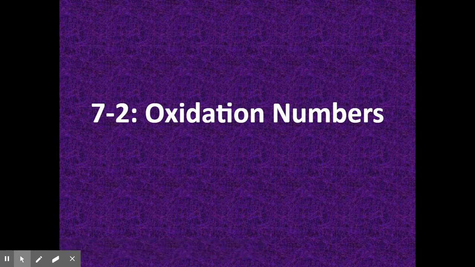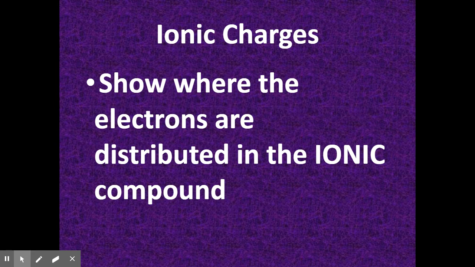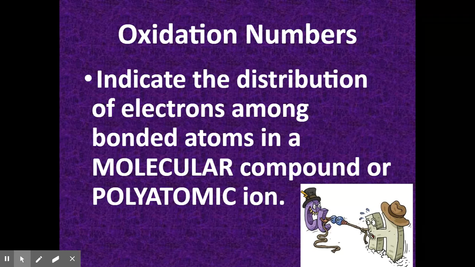In 7.2, we're going to be looking at what are called oxidation numbers. First of all, when we have been looking at ionic charges, we're looking at ionic bonds, so the transfer of electrons causing either positive or negative charges. Now with oxidation numbers, we are looking at molecular compounds where they're sharing the electrons, but they're pulled slightly to one side or the other. And this is going to be for molecular compounds or when polyatomic ions are formed.